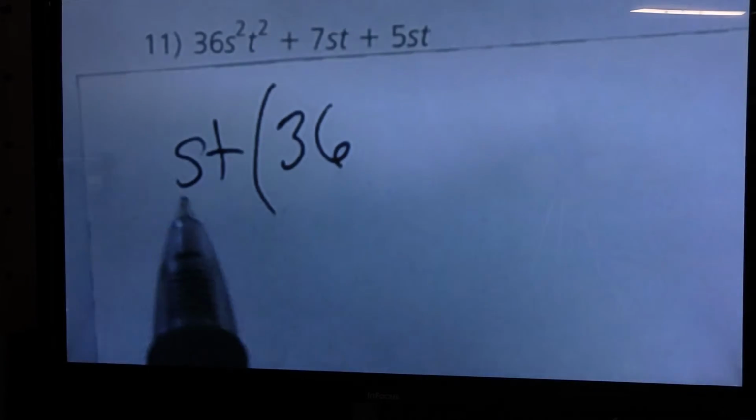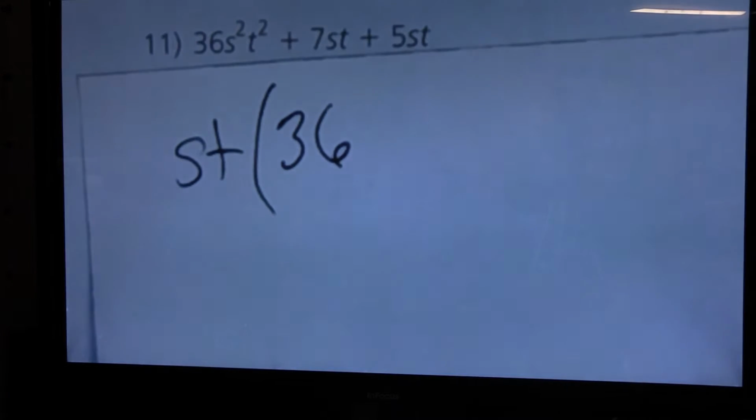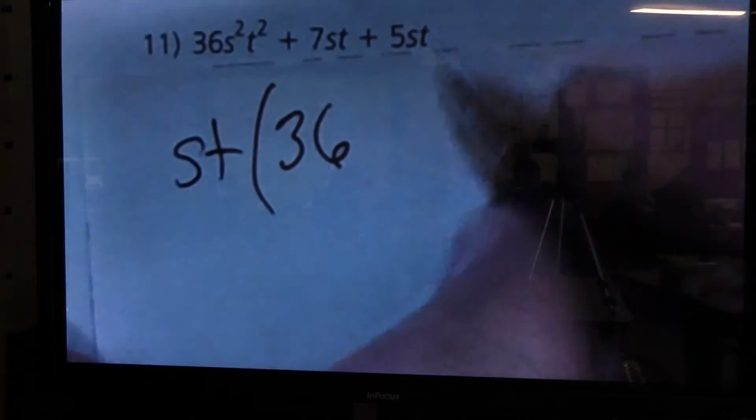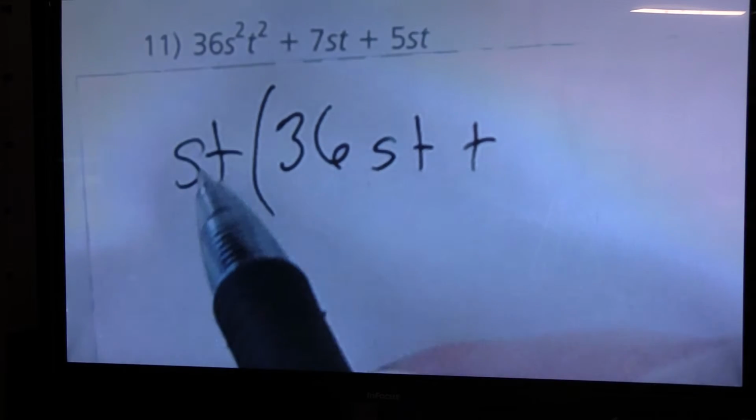But now, what do I multiply st by to get s squared and t squared? What am I going to have to write next to 36? What do I multiply by s to square it? What do I multiply by t to square it? I have to multiply another s and another t with it. So I'm going to go ahead and say st here.